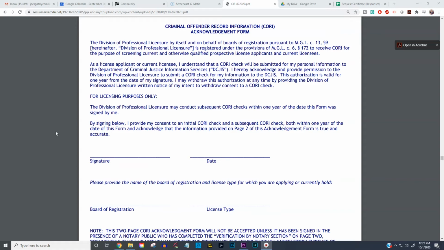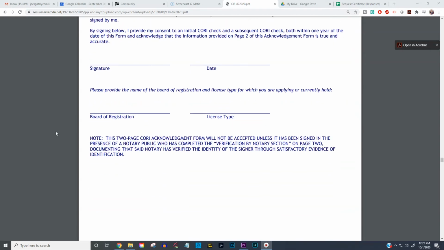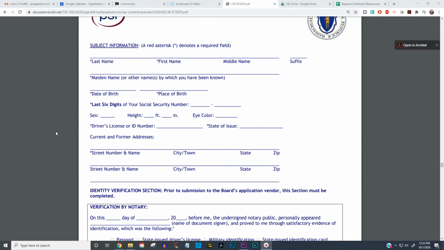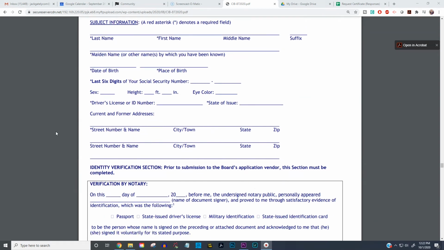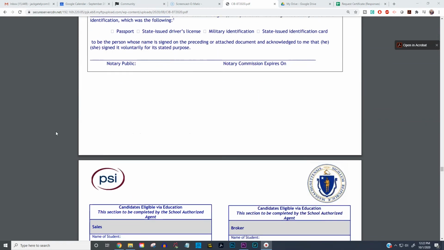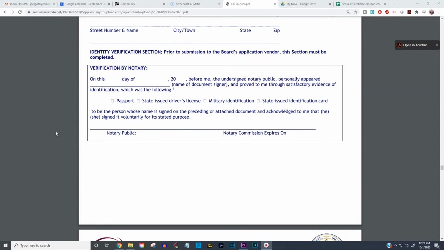I got a lot of questions about what type is the board of registration. That would be the board of registration in real estate. And what is the license type? That would be salesperson or broker. Most of you are going for your salesperson's license. Below that is the second page of the CORI application, which is basically more of your basic information: name, rank, serial number type of questions. Leave the space blank where it says verification by notary.